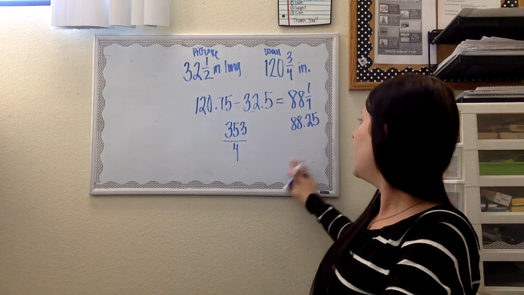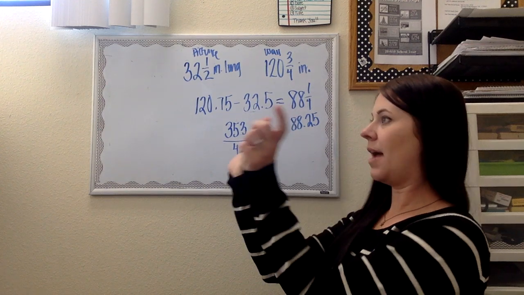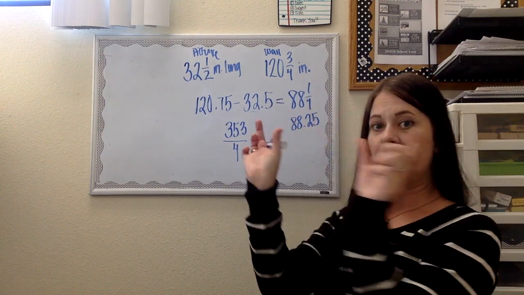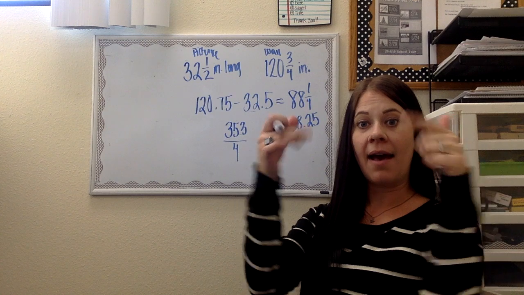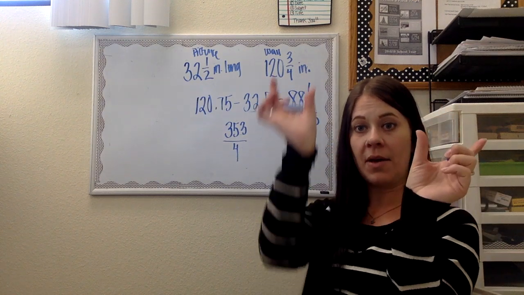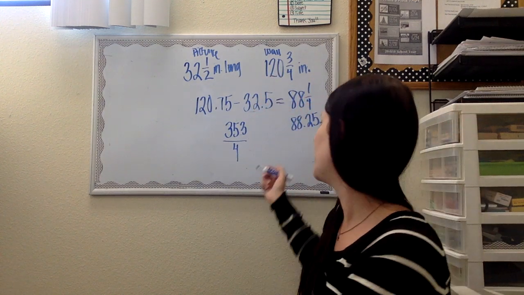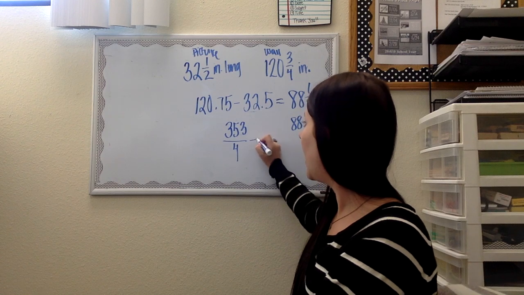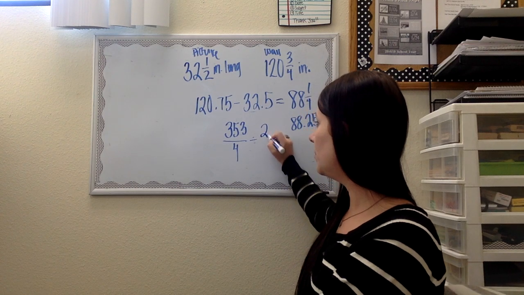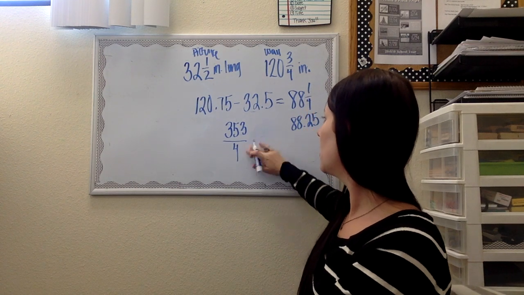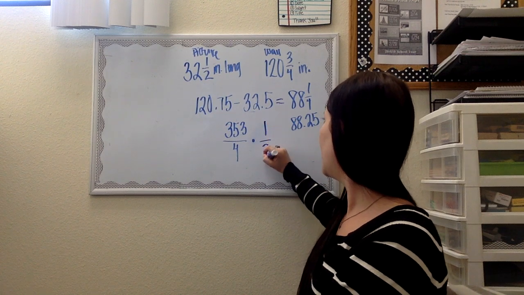So then we know this is the space on either side of the picture. So what we want to do is cut that in half, because it's together, and that will tell us how much space on each side of the picture. So we're going to divide by 2, which we already know is really multiplying by 1/2.